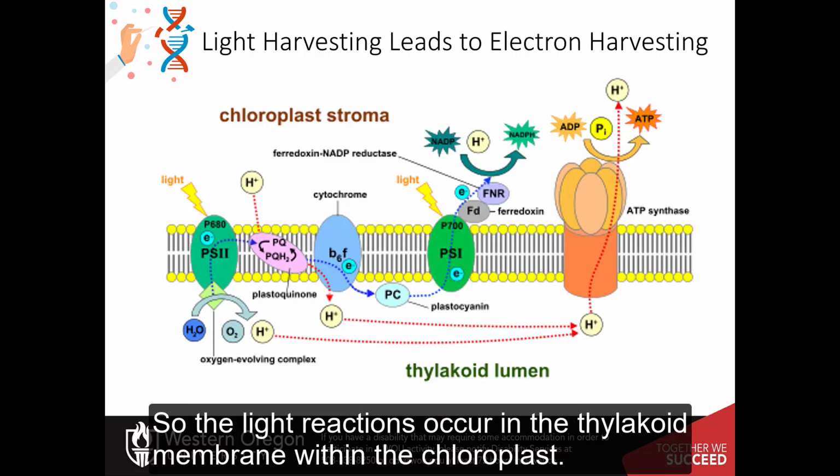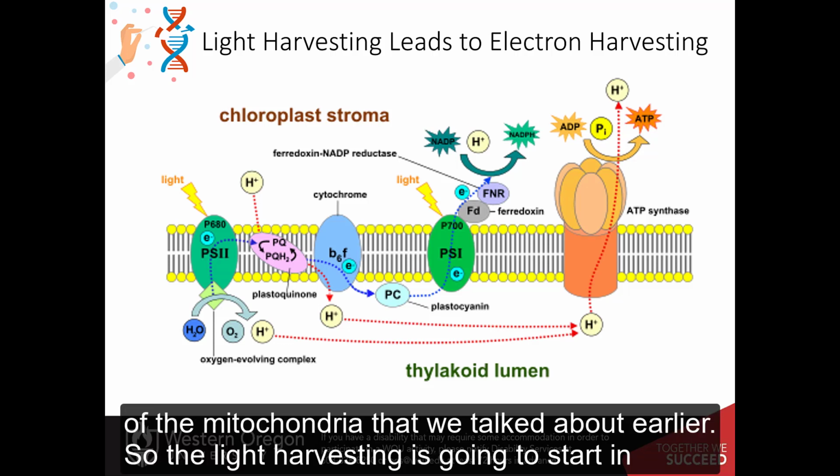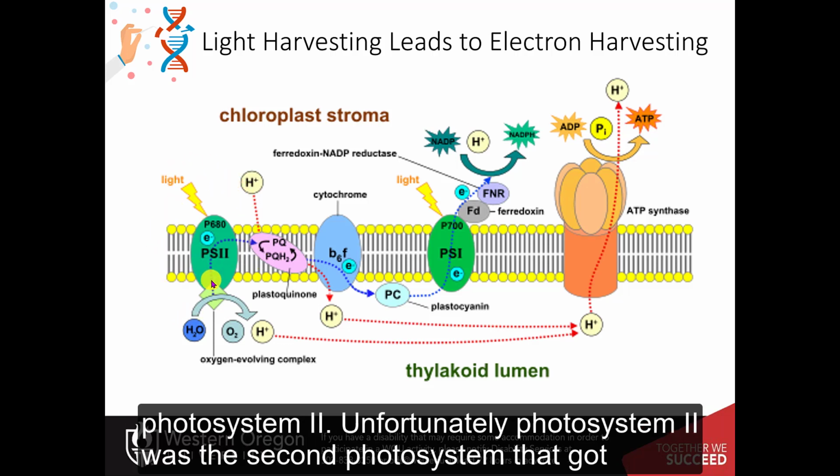So the light reactions occur in the thylakoid membrane within the chloroplast, and they strongly resemble the process that occurs within the electron transport chain of the mitochondria that we talked about earlier. So the light harvesting is going to start in photosystem 2.